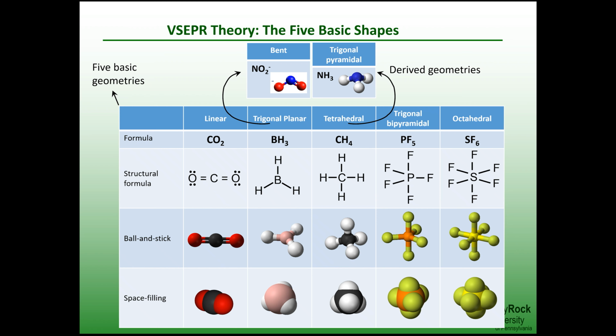By recognizing the underlying electron group geometry and accounting for lone pairs, VSEPR theory allows us to systematically predict both ideal and real molecular shapes, making it a fundamental tool for understanding molecular structure and chemical behavior.